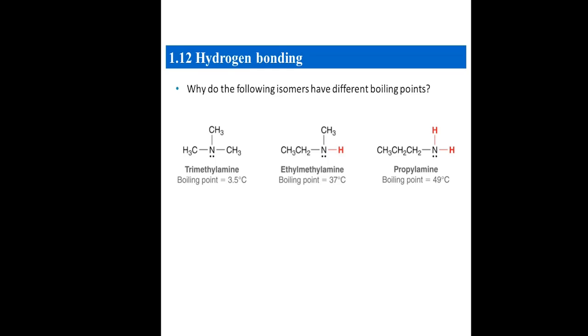Now, if you look at ethylmethylamine, it has one hydrogen attached to the electronegative nitrogen, which allows the molecule to make hydrogen bonding in the solution. If you look at propylamine, it actually has two hydrogens attached to nitrogen, meaning more hydrogen bonds can happen in propylamine. The more the interaction, the stronger the interaction would be, and then you need more energy to break that interaction. So the boiling point for propylamine would be higher compared to the other two.